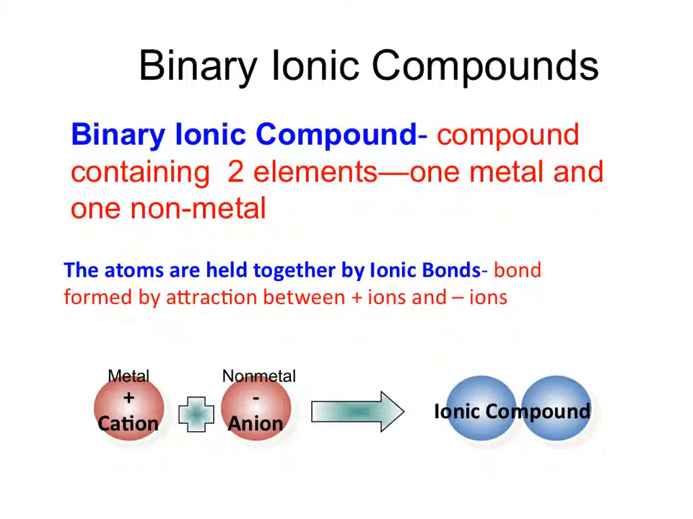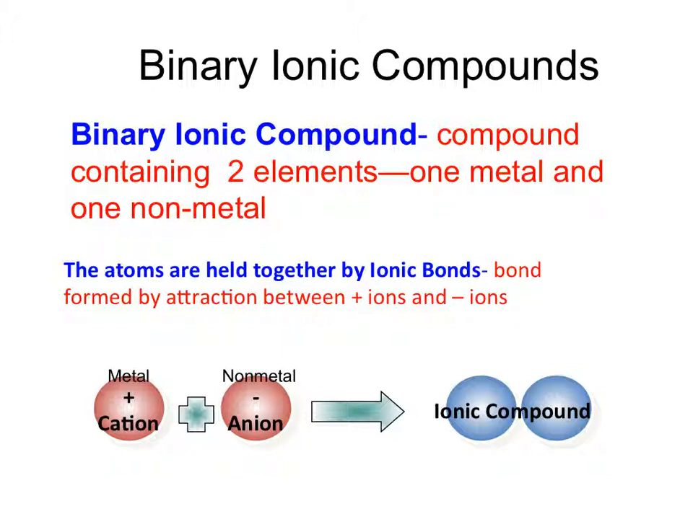Hi guys, this is the second installment of section 2.2, naming compounds. We're going to learn how to name binary and ternary ionic compounds. So let's start off with the definition of a binary ionic compound. The word binary means two, and so we're looking at a compound that's going to contain two elements.